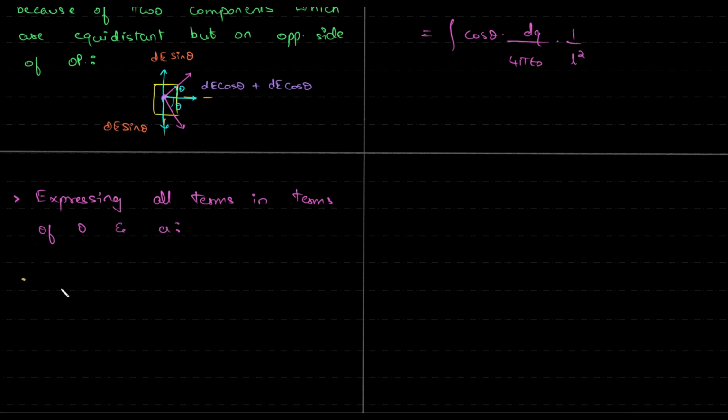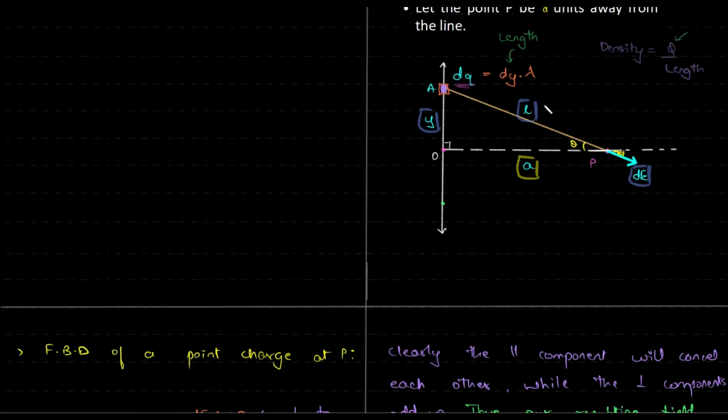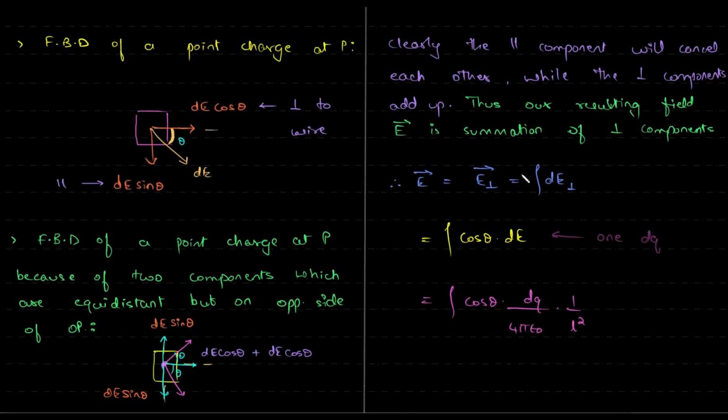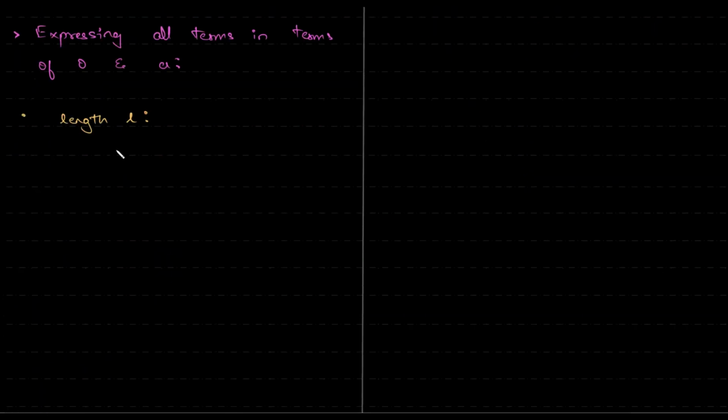First, I'll start with length L. What can we do? Well, it's quite simple. We have a right angle triangle. This is the hypotenuse. A is your adjacent side. So what do we have? Adjacent by hypotenuse is cos theta. We're trying to get an expression for L, so L will be equal to A by cos theta.